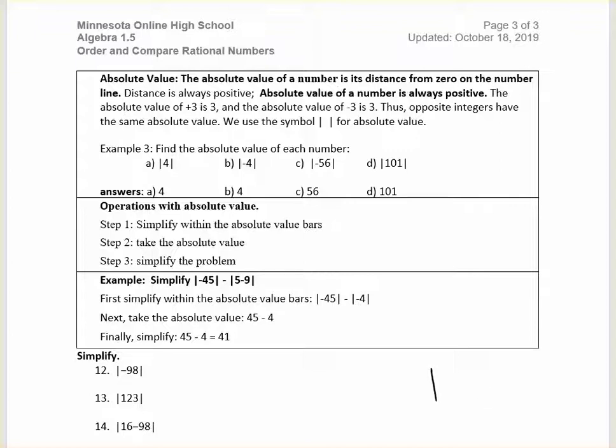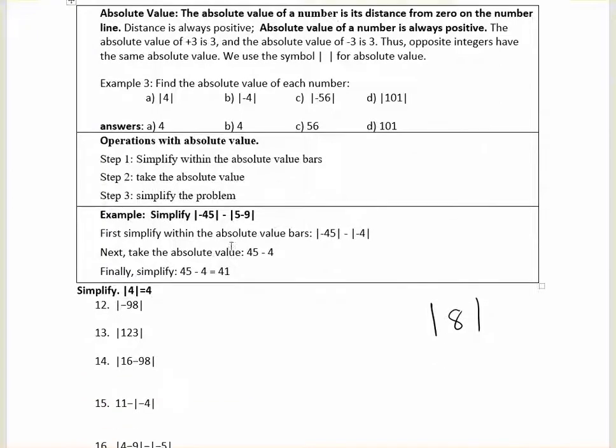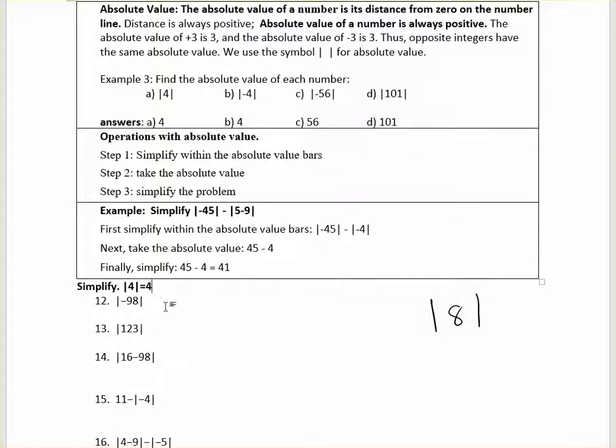You can find those bars on a keyboard. They are on my keyboard. It is right above the Enter key, and I have to hit Shift to get to it. So it looks like that. And then you type your number and then you put the other one. That means the absolute value of 4, which would be 4, by the way, because it's always positive. So all you have to do for 12 and 13 is say what the absolute value of that number would be, and your answer better be a positive number.